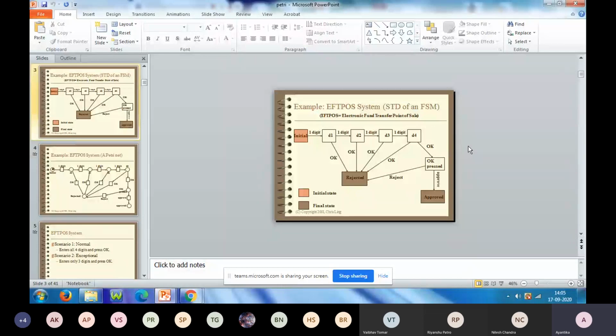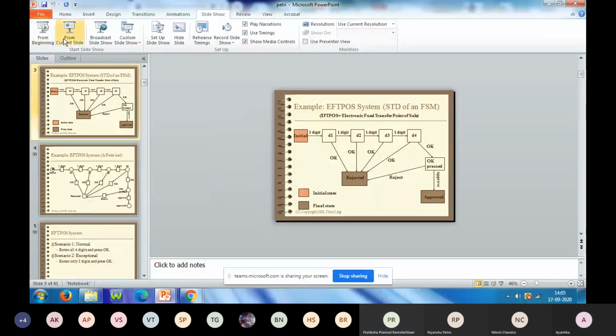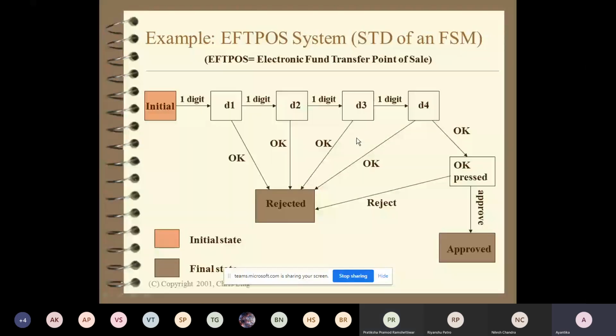Let's say this is a simple example. By the way, my slides are visible, right, today? Yes, it's small. Okay. Now it's fine? Full screen? Yes, ma'am. Okay.